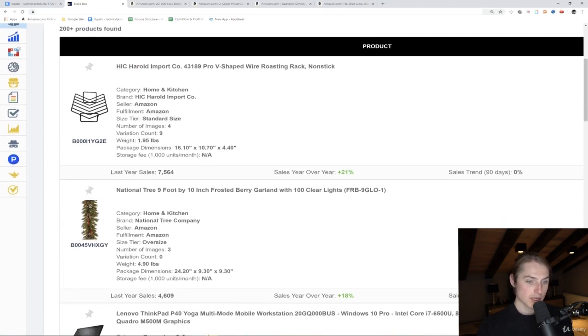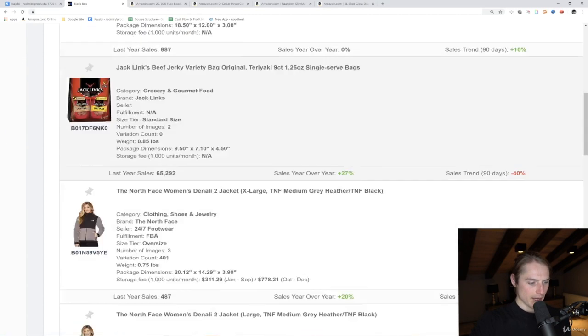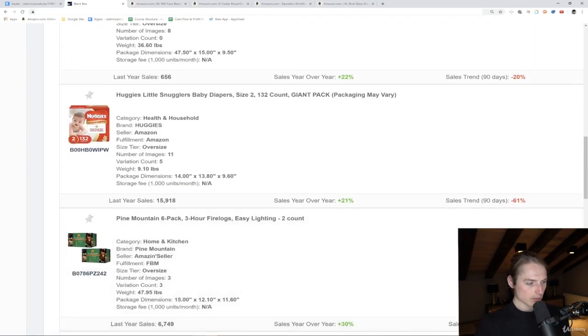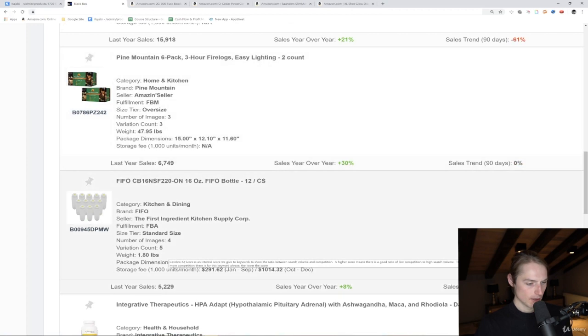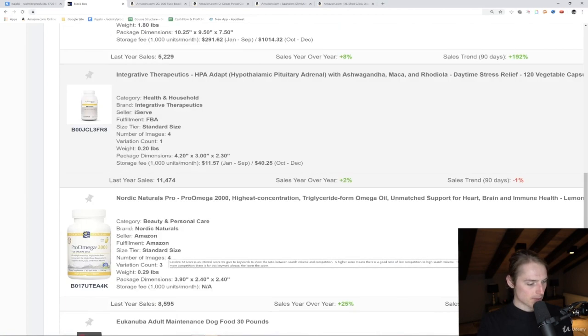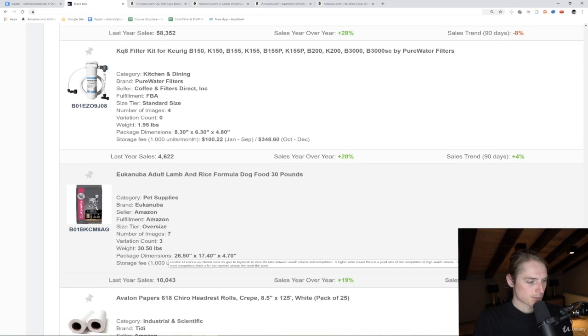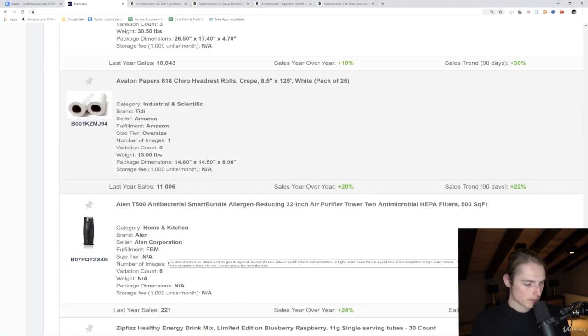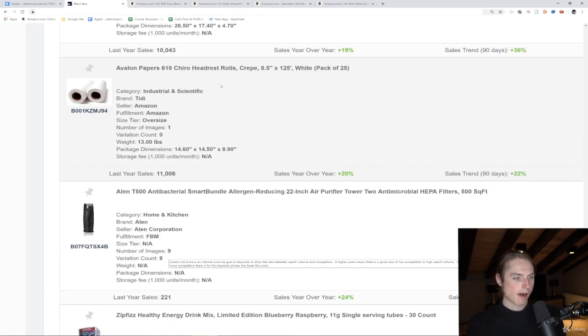A wire roasting rack? What in the world is that? It's sold by Amazon. A FIFO bottle? Don't know what that is. It might be interesting, but I don't like to sell. I just don't want to sell that. Headset rolls. Headrest. Okay, here, this is something interesting.